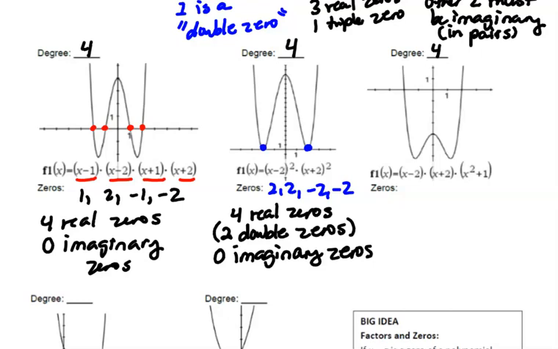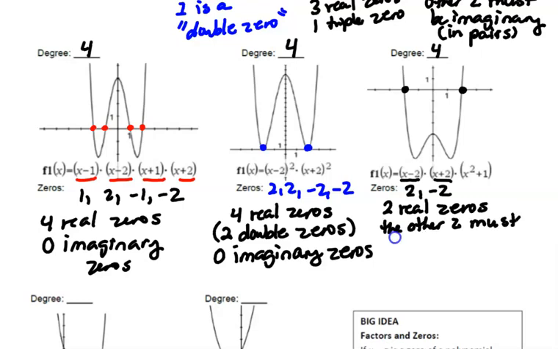Now when we look at this next one, notice we have 2 places where the graph goes straight across. So that means we only have 2 real zeros. And we can see that they come from these 2 factors, 2 and negative 2. So we only have 2 real zeros. We need 4 altogether, so the other 2 must be imaginary.